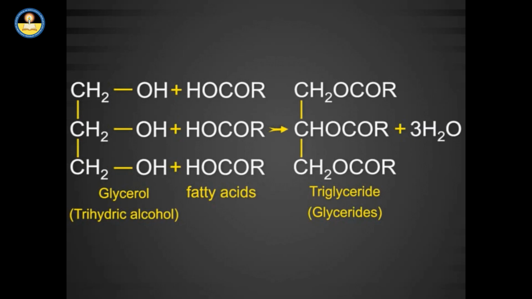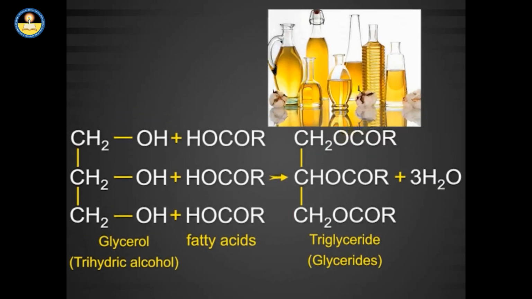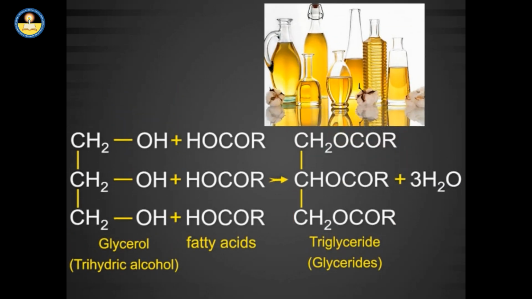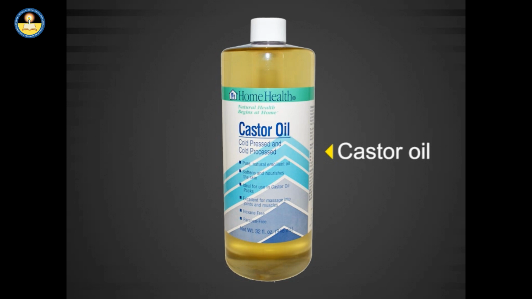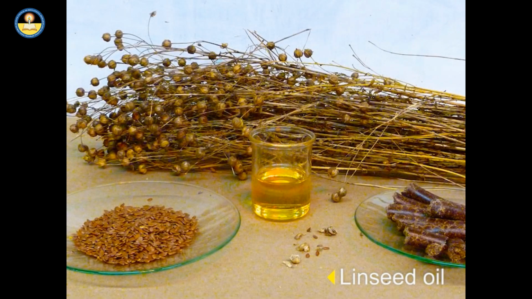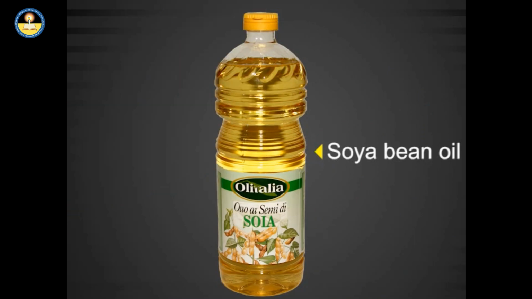These fatty acids exist as triesters of glycerol, which is a trihydric alcohol. The triesters are also called triglycerides or simply glycerides and are the constituents of edible oils and fats. These are of animal and vegetable origin, for example, castor oil, linseed oil, or soya bean oil.